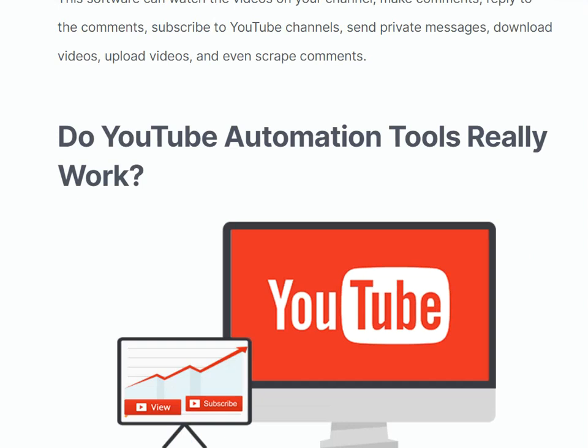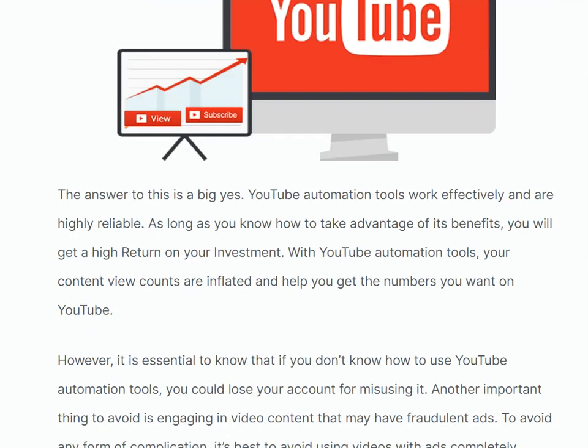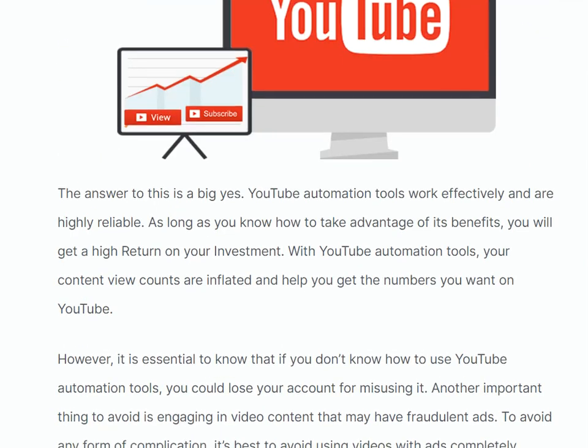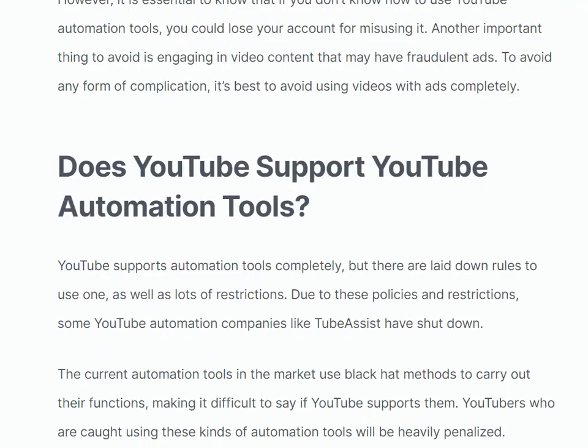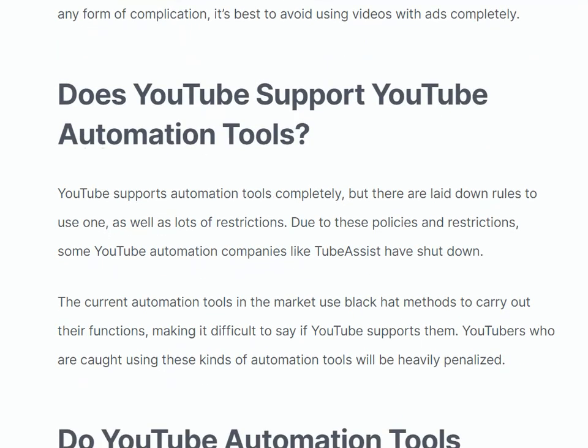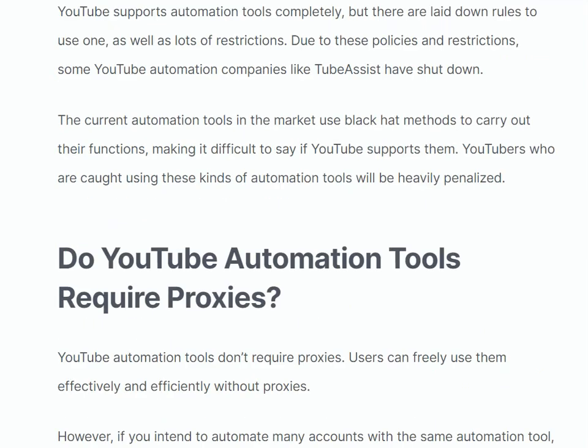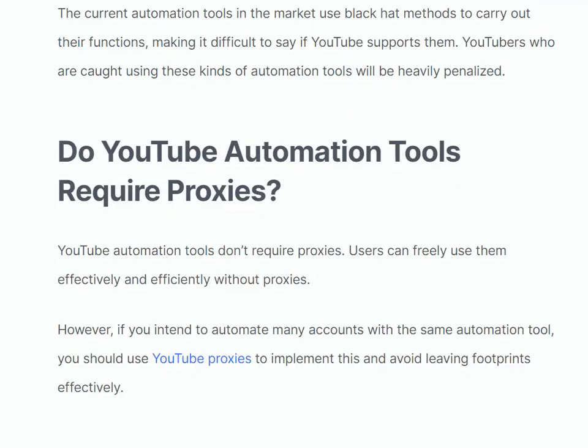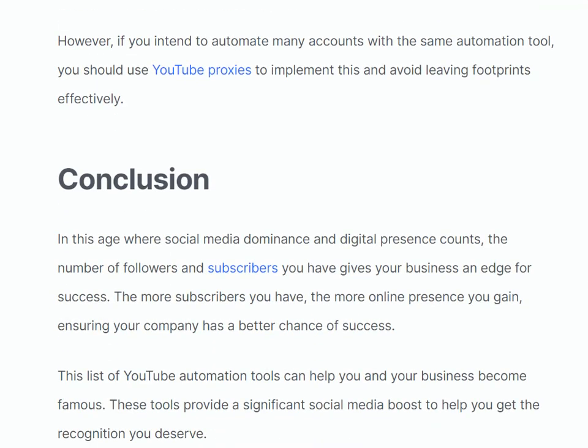Now the question is, do YouTube automation tools really work? The answer to this is a big yes. Does YouTube support YouTube automation tools? YouTube supports automation tools completely, but there are laid down rules to use one as well as lots of restrictions. Do YouTube automation tools require a proxy? YouTube automation tools do not require a proxy.